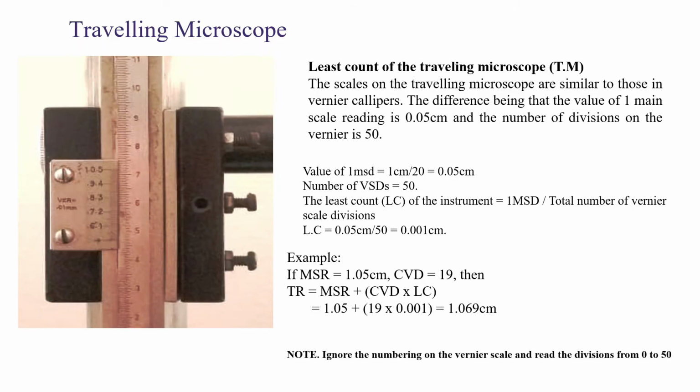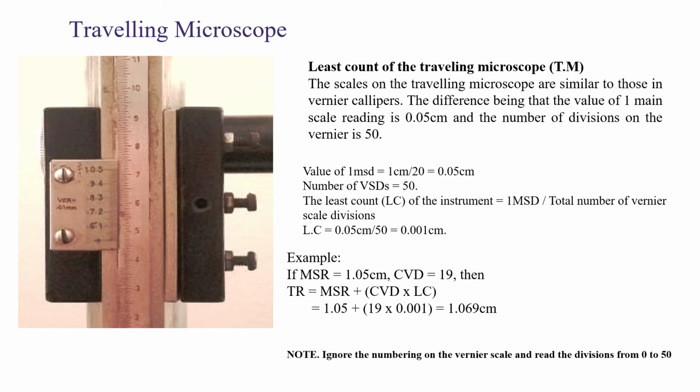The next important instrument which we are using for measurement is the travelling microscope, wherein the scale is very similar to that of vernier calipers. That is, it has a main scale and a vernier scale. So this is the main scale and this is the vernier scale. Only the graduations on the main scale and the vernier scale are different compared to the vernier calipers. So what are the differences? On the main scale of a travelling microscope, for every 1 centimeter, there are 20 divisions.